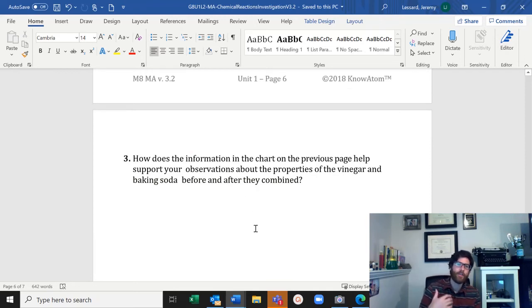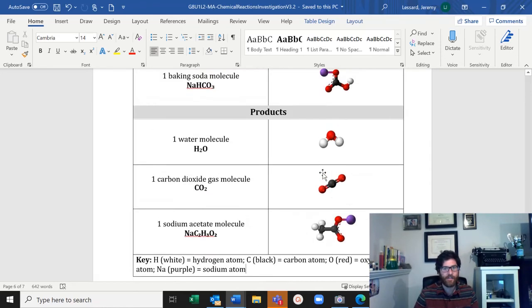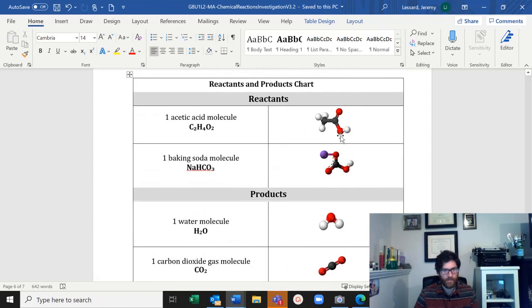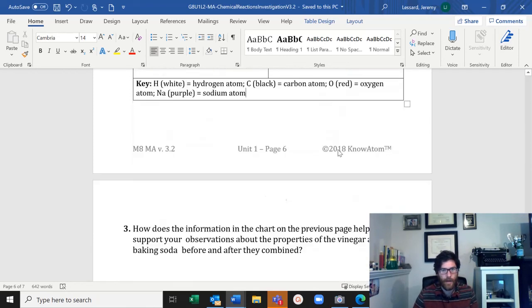How does the information in the chart support your observations about the properties of vinegar and baking soda before and after they combined, right? So properties. Those are the things that we could see with our eyes, not necessarily what you can see with these models. Okay, these models show our structure. What we can see with our eyes is what we can tell about properties. Okay, so keep that in mind.